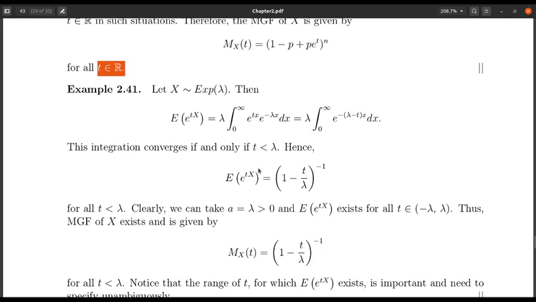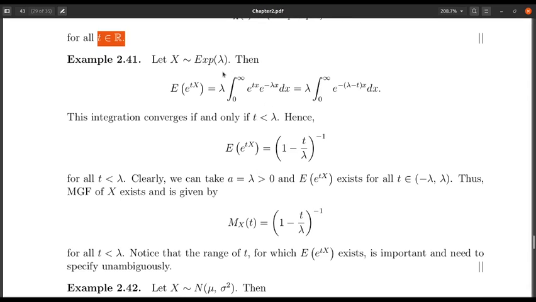Next example: the exponential distribution with parameter lambda, that is, exponential with mean 1 by lambda. In this case, the expectation of e to the power tX is the same as lambda times the integral from 0 to infinity of e to the power tx e to the power minus lambda x. Here lambda e to the power minus lambda x is the density function, multiplied by e to the power tx, which can be written in this form.